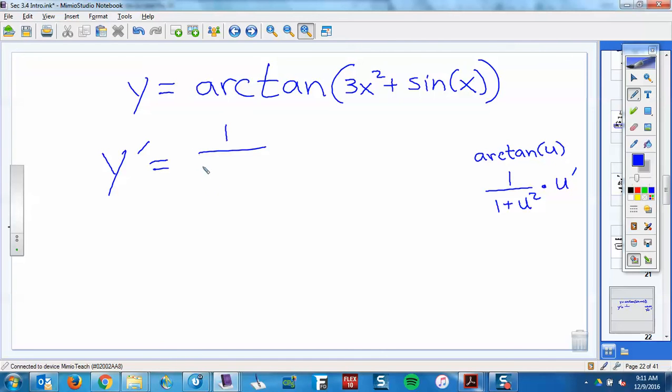So it's 1 over 1 plus all of that stuff squared, and there's no reason to FOIL that out or anything. I'm not going to make you do that. Times 6x plus cosine x, just like that.